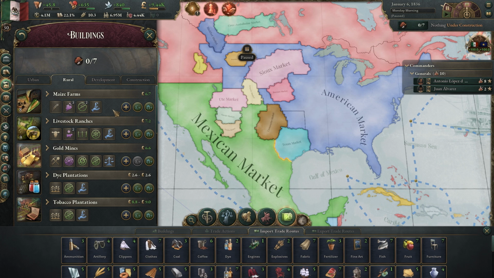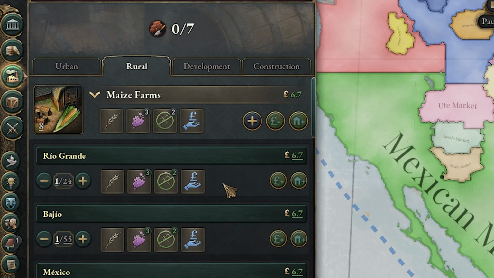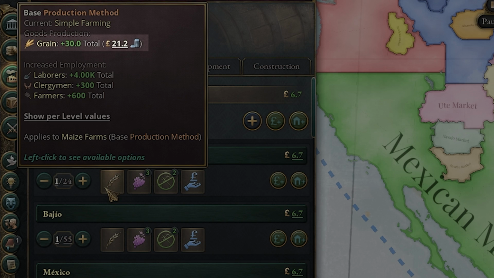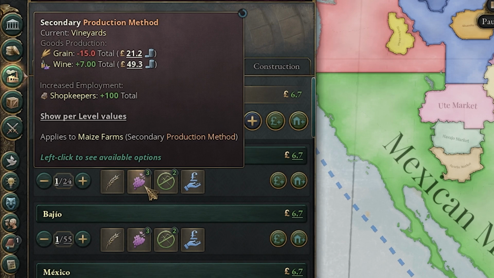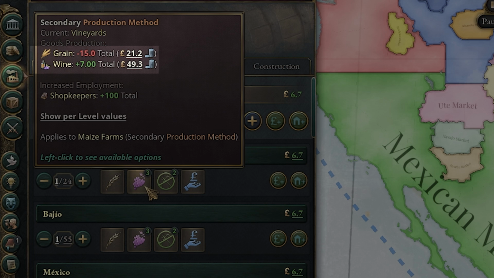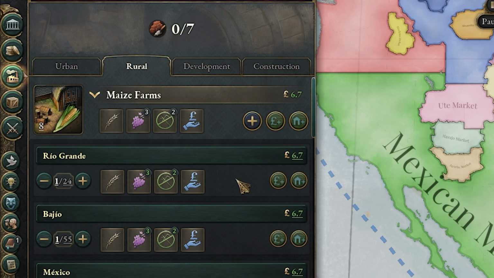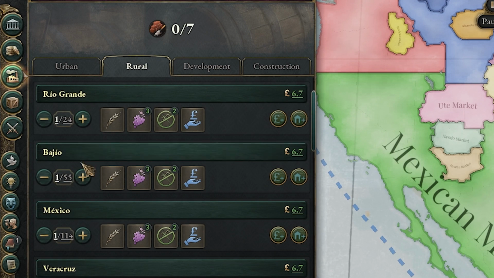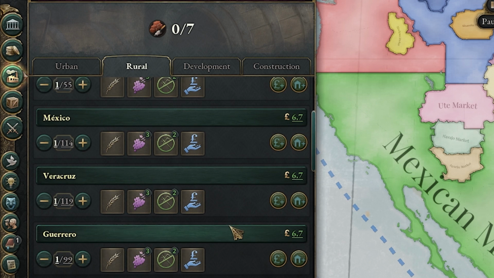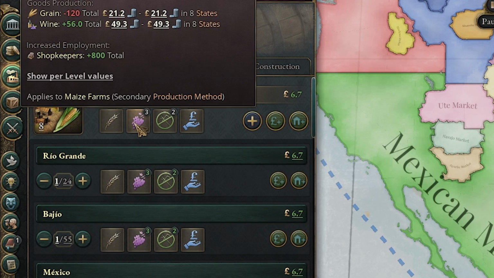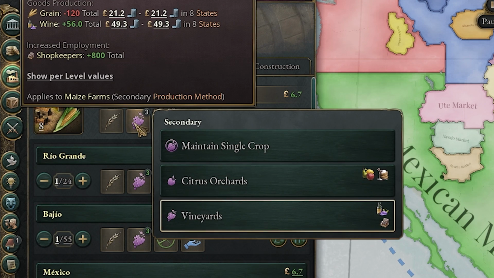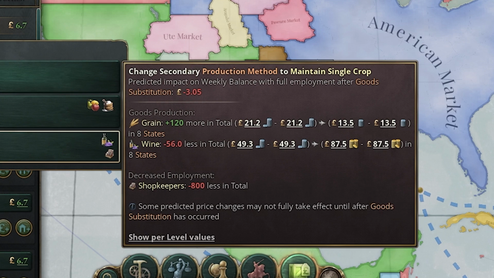If you're already producing the good that you're trying to manipulate the price on, you can also potentially change the production method. So for here, the maize farms, you can see we're using simple farming, which is giving us 30 grain, but we're also using 15 of that grain to make 7 wine. So what's really nice here in the Mexican market is that we have everything distributed across the different states. So you can either change all the production methods up here up top and say we don't want to use grain anymore to make wine.